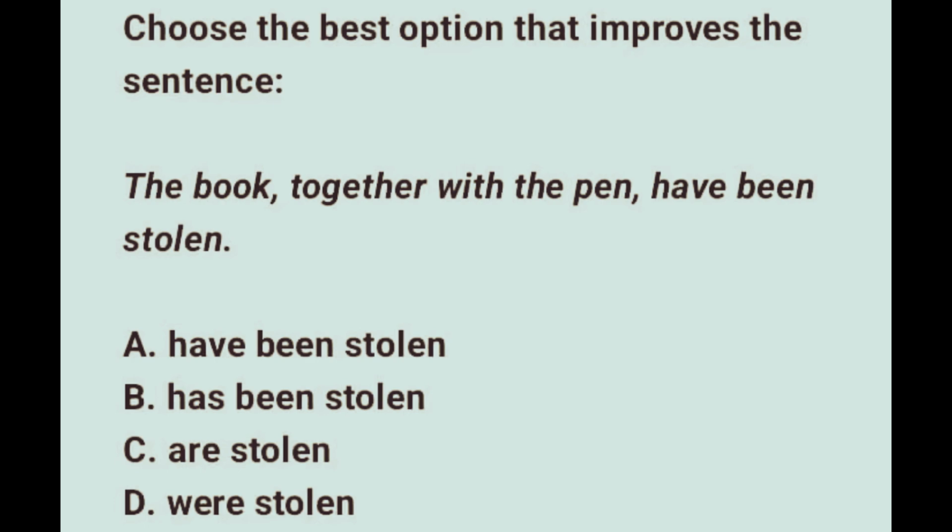The rule is simple. When a singular subject is joined with another by together with, as well as, or along with, the verb agrees with the first subject only. The first subject here, the book, is singular. The correct verb should be singular, which is has been stolen. So the other options are wrong. Option C, are stolen, is a wrong tense, and option D, were stolen, is also a wrong tense. So the correct option there is option B, has been stolen.